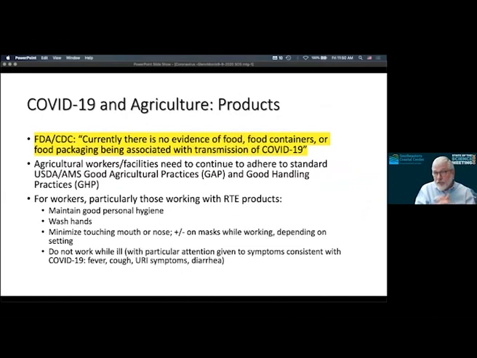The good news from the agricultural standpoint, we do not seem to have any problems with transmission by food. This is really an issue with worker health and transmission among workers. Next slide.